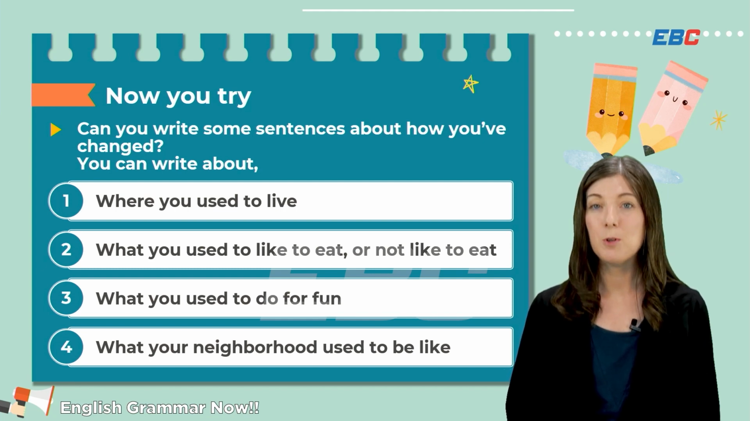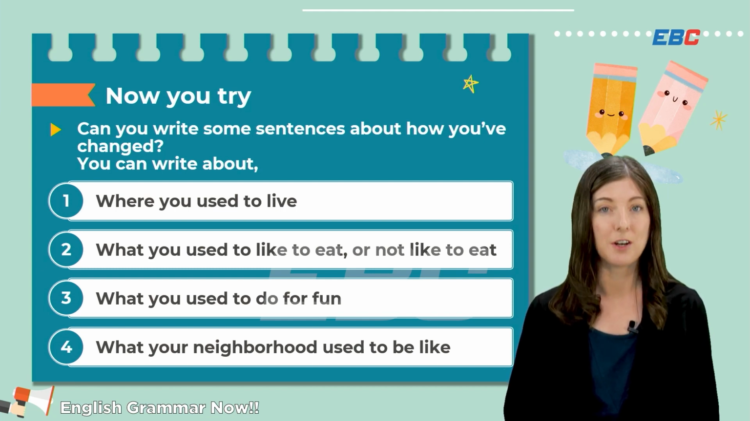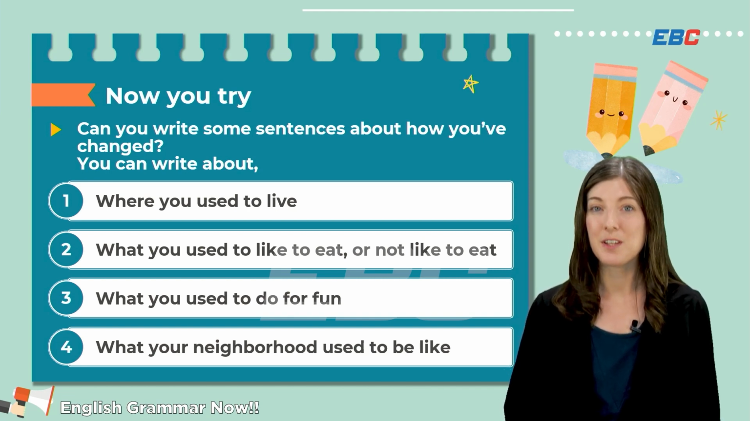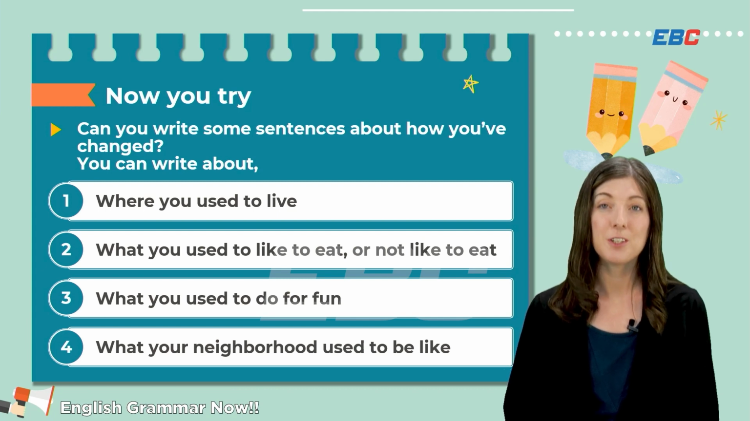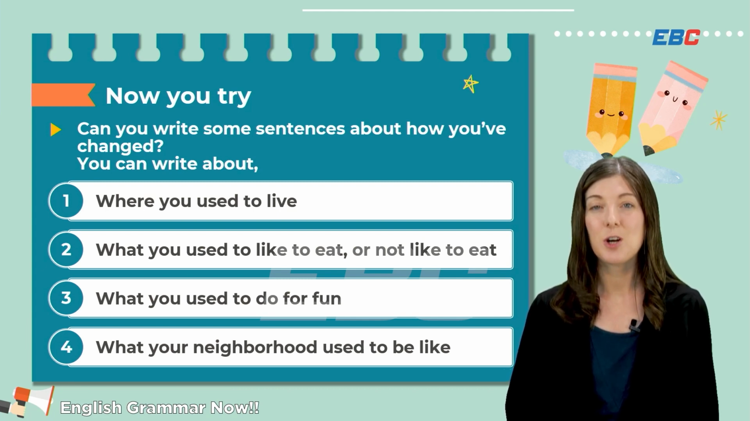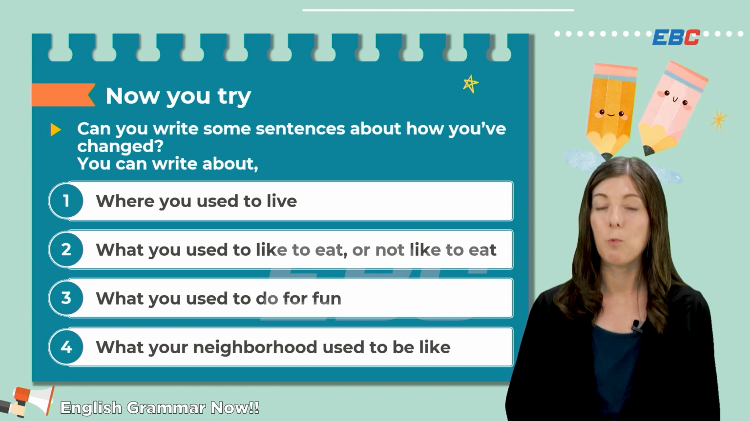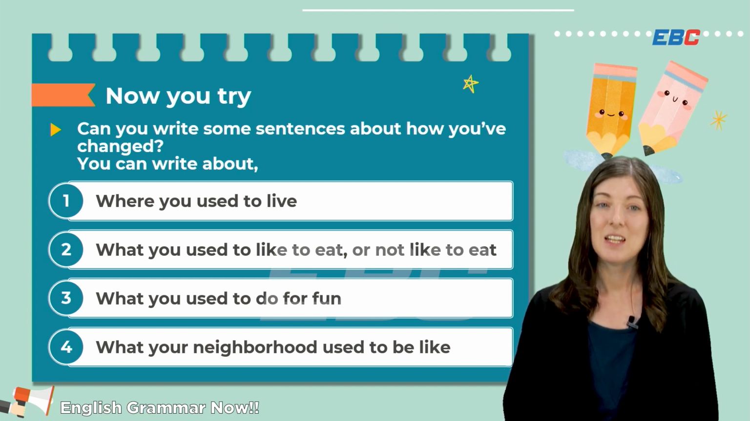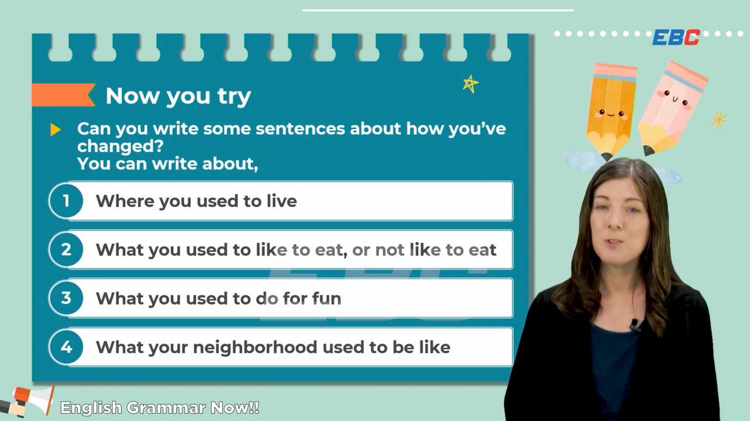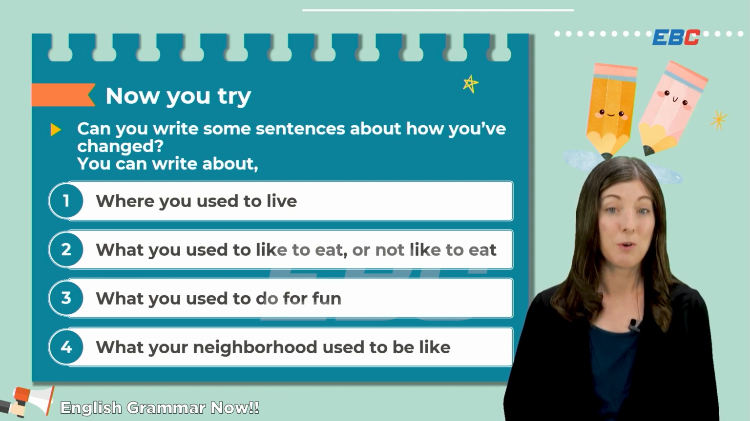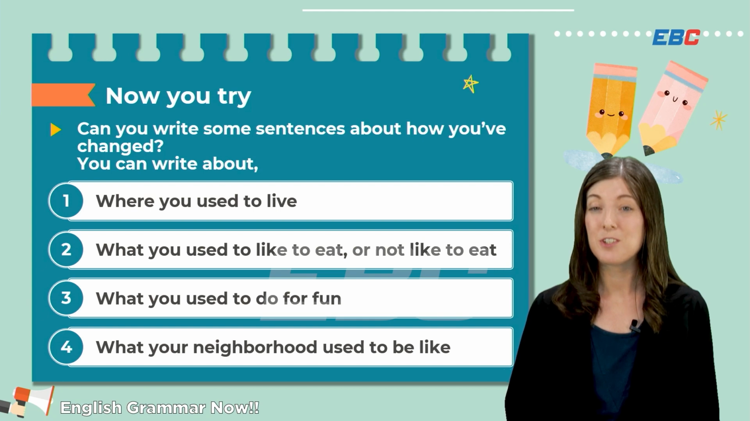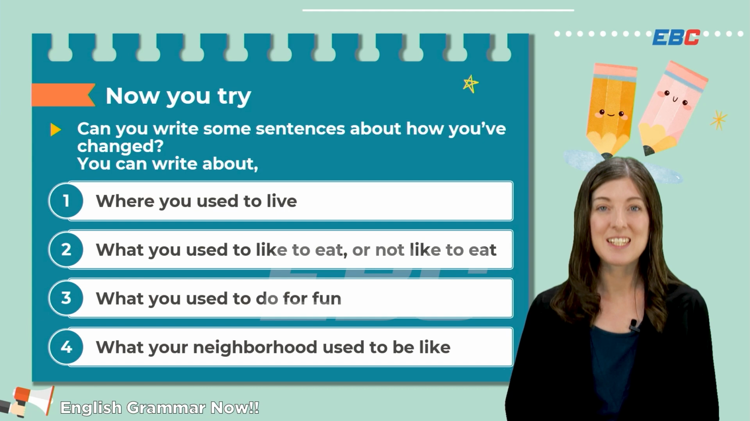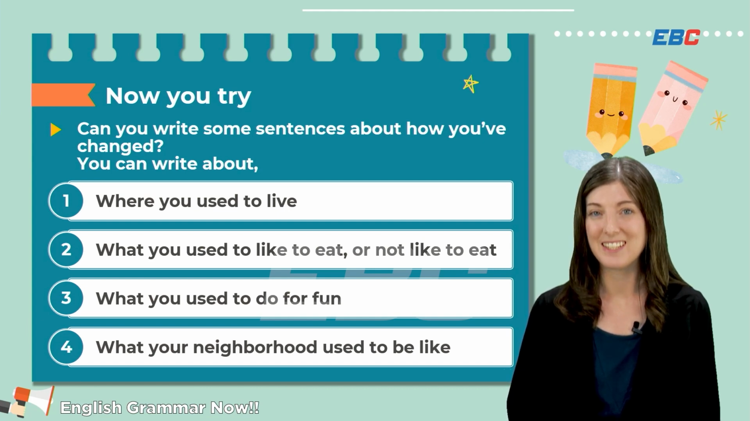Many people move from one house to another house, one city to another city, or even one country to another country. If this happened for you, you can write a sentence to show what is different about where you live now from where you used to live. Number 2, what you used to like to eat, or maybe something you used to not like to eat. Many people have changes in what they like to eat.